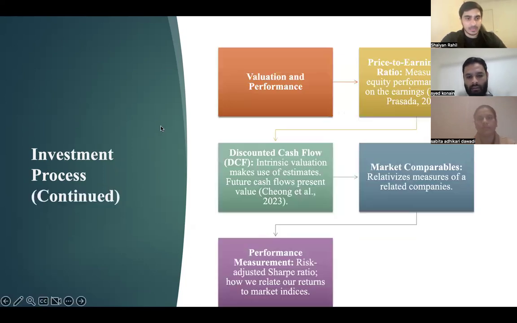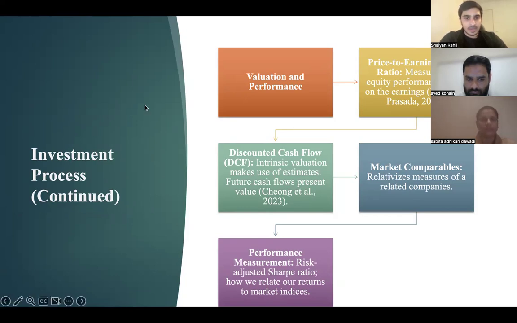So when we move to slide 6, when performing valuation, we apply various methods. The price-to-earnings ratio is used to determine the valuation of equities in relation to earnings. Discounted cash flow analysis is the estimation of the present value of future cash flows. Market value comparables are an evaluation of measures of comparable firms. In the case of performance measurement, we use the Sharpe ratio to determine risk-adjusted returns and how our portfolio performs against other market indicators.